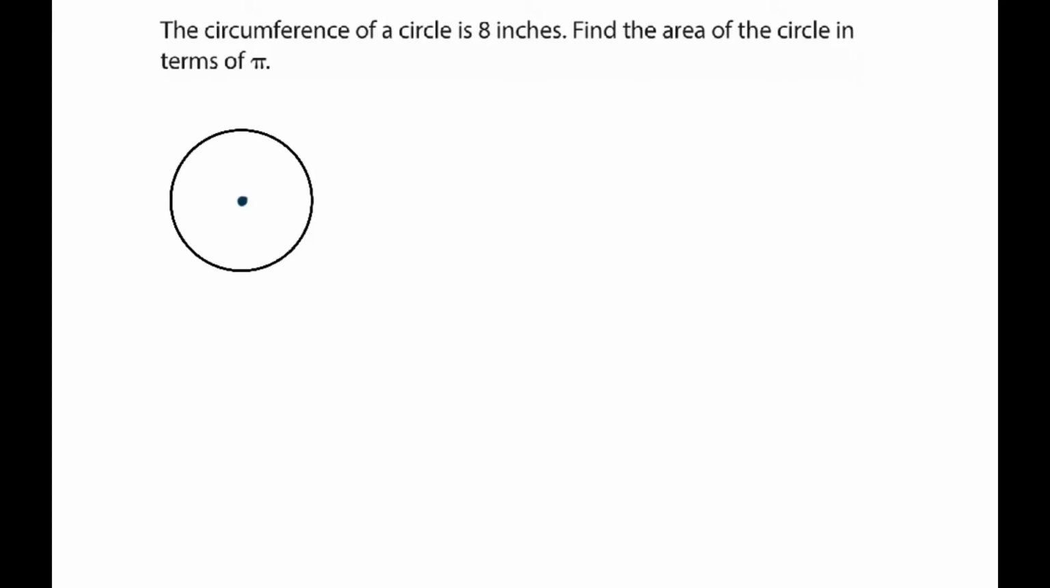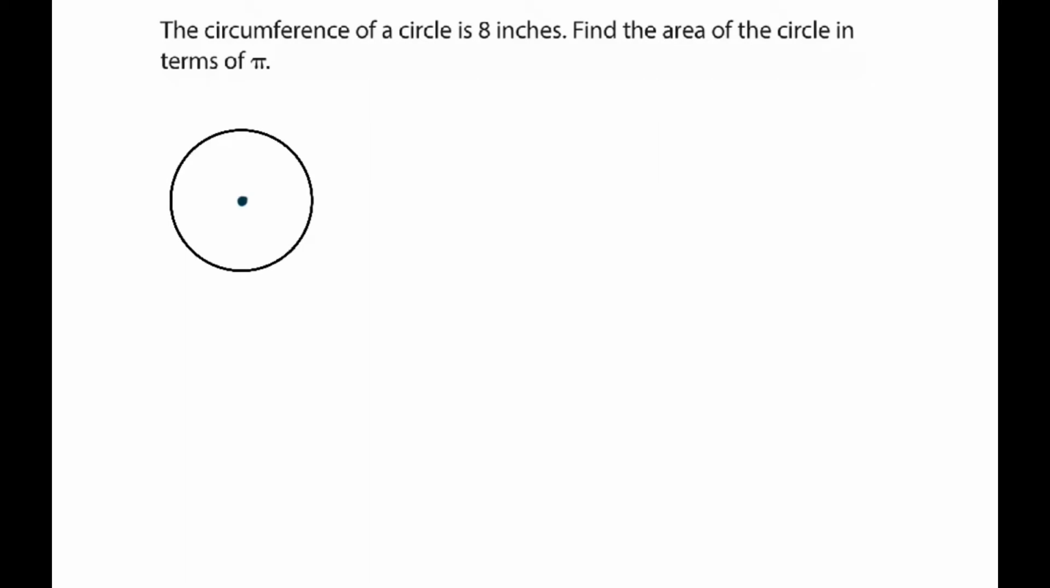The circumference of a circle is 8 inches. Find the area of the circle in terms of pi. So for this problem, we are not going to find the result by using 3.14, and we want to just use pi. It could be tricky, but it's not that hard.